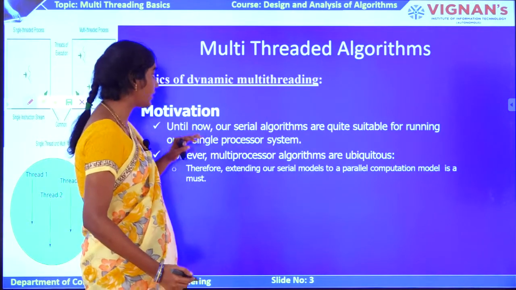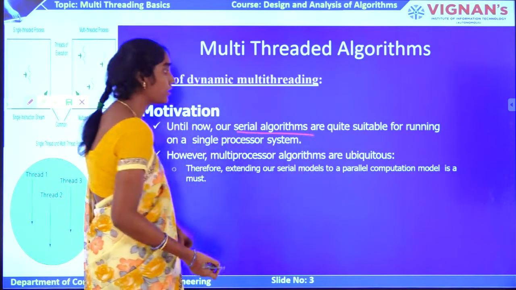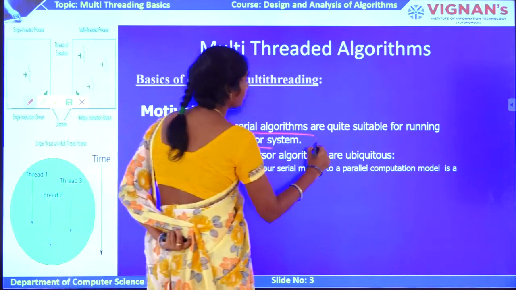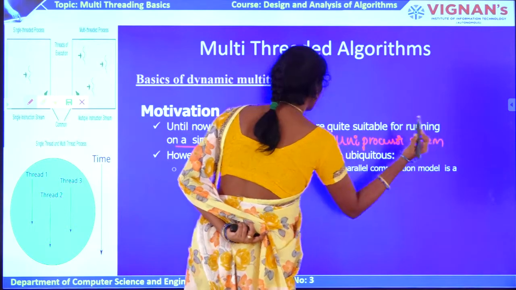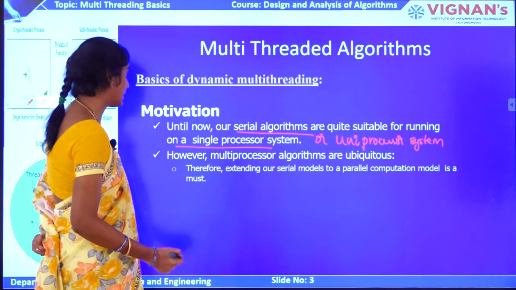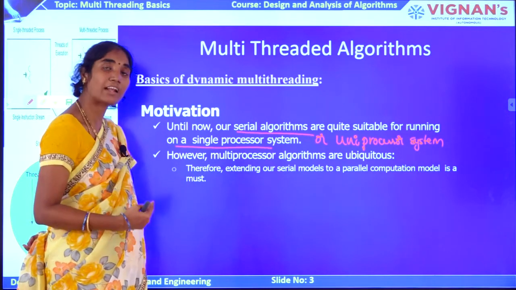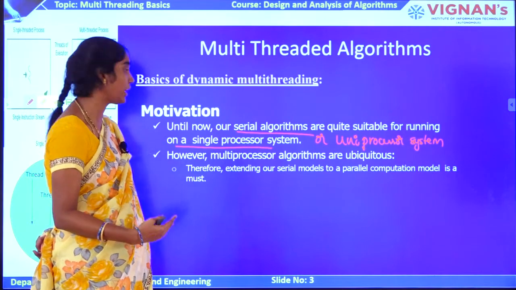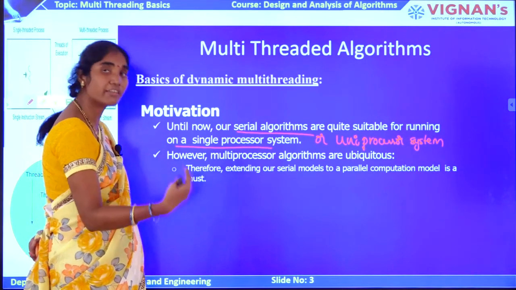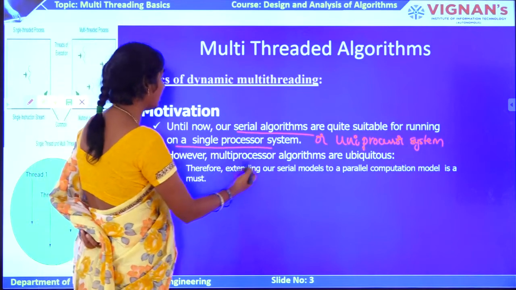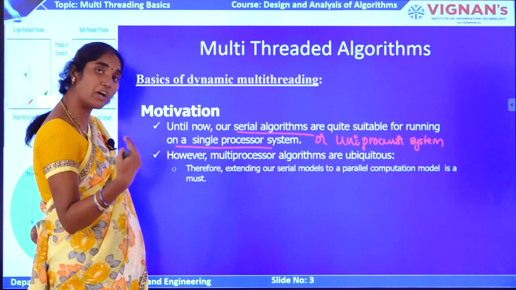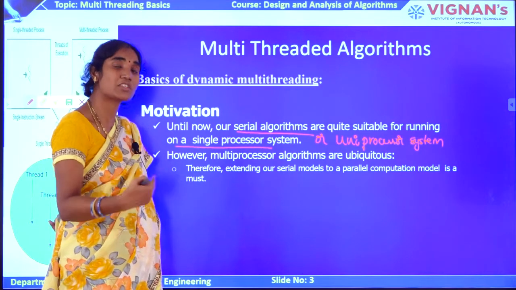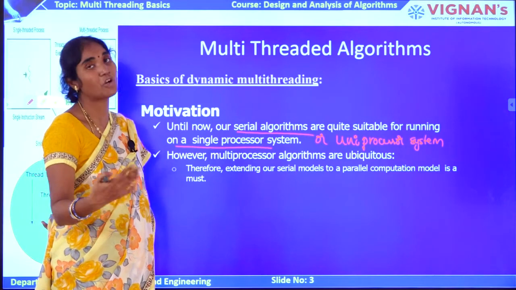So until now we have seen serial algorithms, right? They are quite suitable for running on a single processor system or a uniprocessor system. However, multiprocessor algorithms are ubiquitous. Ubiquitous means they generally exist, okay? So now multiprocessor algorithms, right? Our main motto is to extend the serial processing applications to multiprocessing applications.